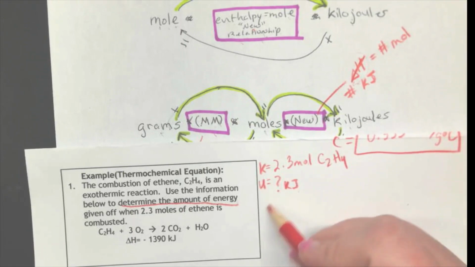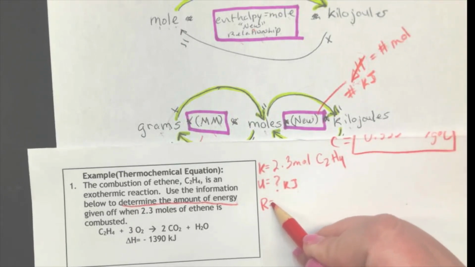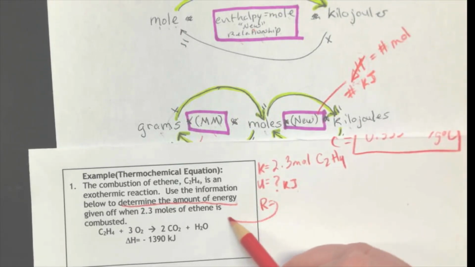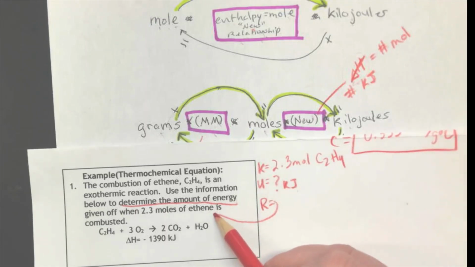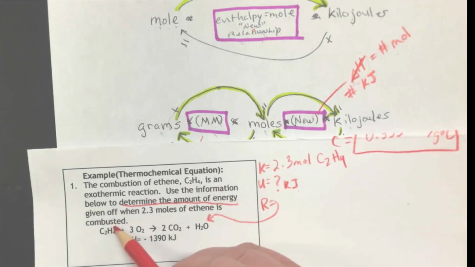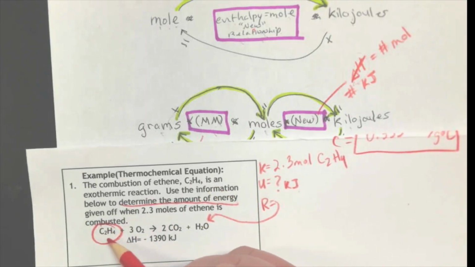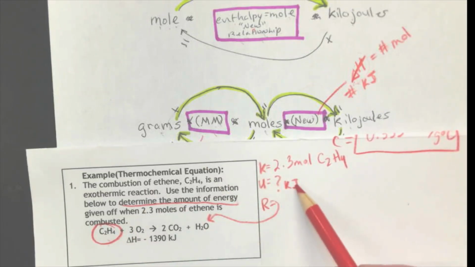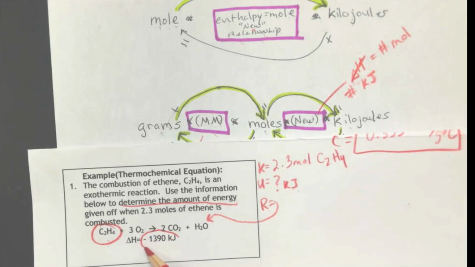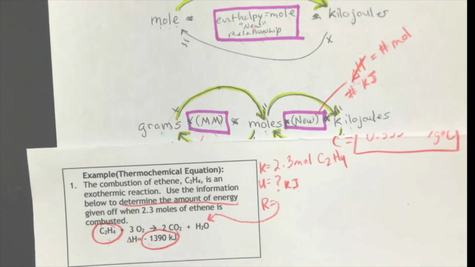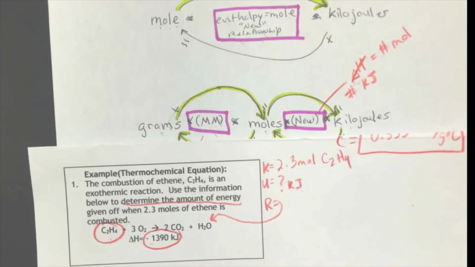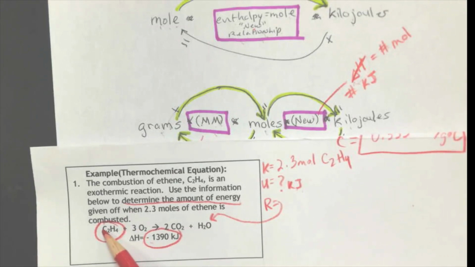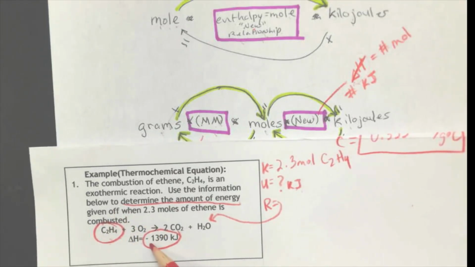To get the enthalpy-mole relationship, I'm not actually going to write it, but I'm going to go over here. I'm going to find ethene in the balanced equation and circle it. This says 1 mole. I'm also going to circle the kilojoules in the equation. Note that it's at the end after a delta H, so I don't have to figure out the sign. 1 mole of C2H4 for every negative 1,390 kilojoules. That's going to be my relationship.